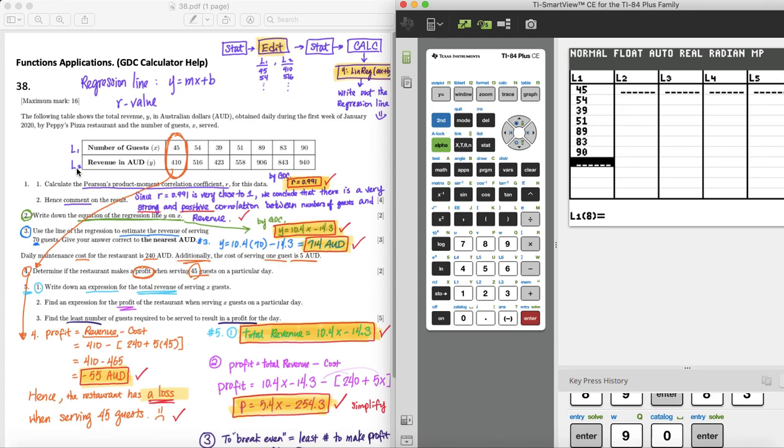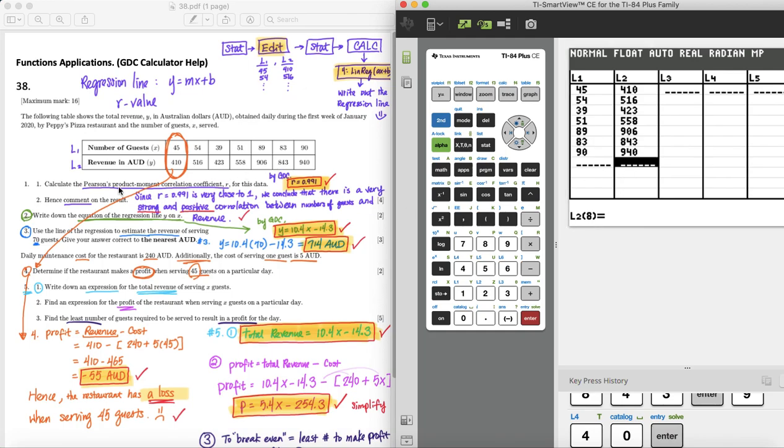Now I need to enter my list 2 for my Y value. So I'm going to move to list 2. Here we go: 410. Next one is 516. The next one is 423. Next one is 558. Next one is 906. Next one is 843. And the next one is 940. Again, perfect. Eagle eye, one number is wrong, everything is wrong, game over. Okay, so make sure you use your eagle eye.